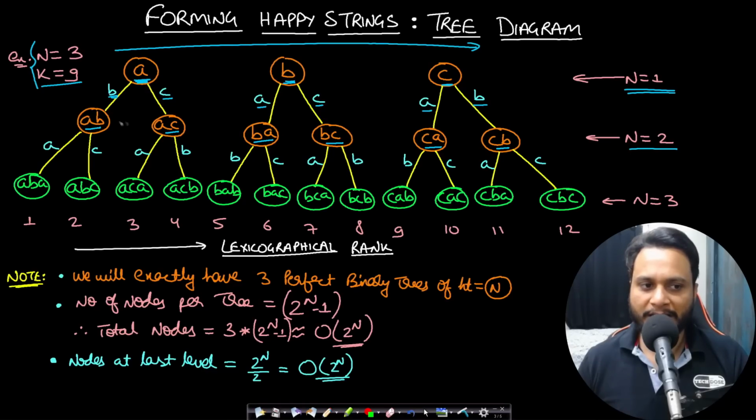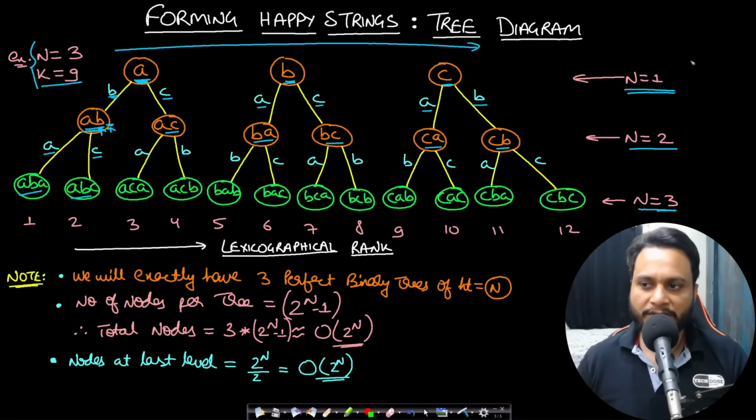Now using this, again I can process from left to right, and again I can produce all the happy strings of length 3. Again for AB, what is the last character? It is B. So if the last character is B, and I have to append something on the right hand side, it can either be A or C. It can never be B. So if I append A, it will become ABA. If I append C, it will become ABC. And likewise, I have built all the happy strings here.